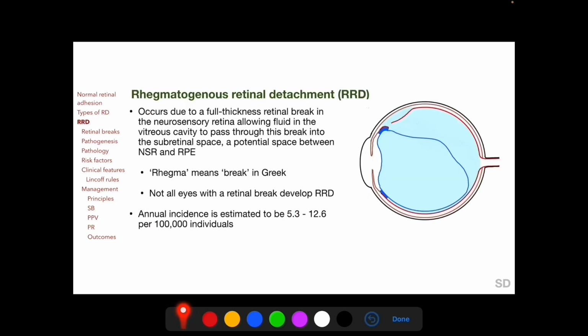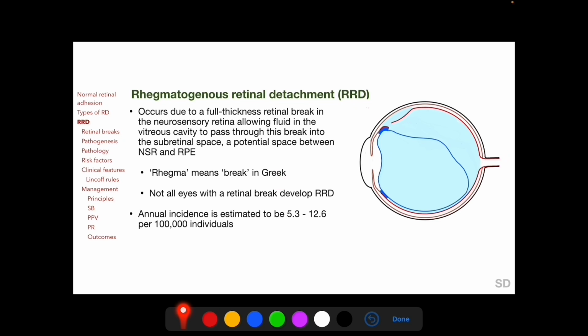Rhegmatogenous retinal detachment, or RRD, occurs due to a full thickness retinal break in the neurosensory retina as seen here in this diagram, which allows fluid in the vitreous cavity to pass through this break into the subretinal space, which is a potential space between the neurosensory retina and the retinal pigment epithelium. The term rhegmatogenous originates from the word rhegma, which means break in Greek.